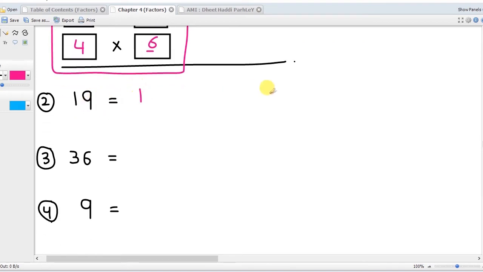Okay, next, number 19. So 1 times 19 is 19. Since we know that 19 is a prime number, it has only 2 factors. Remember, we have done it in the previous class.